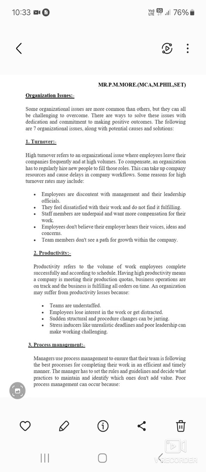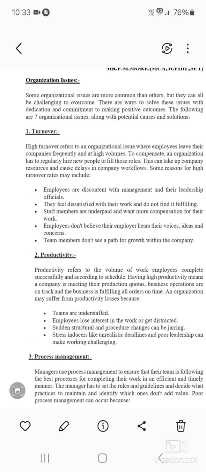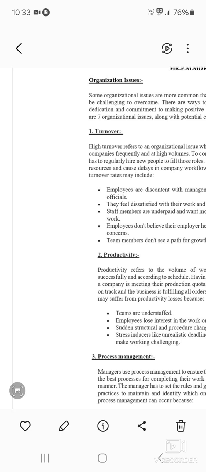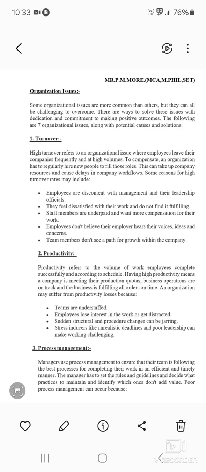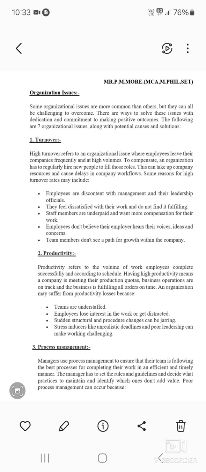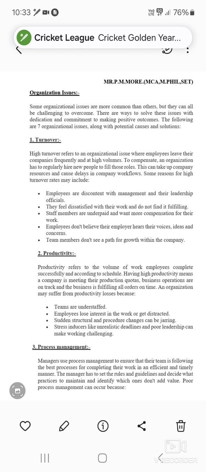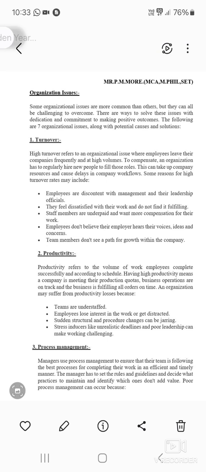Second issue, productivity. Productivity refers to the volume of work employees complete successfully and according to the schedule. These are the reasons for that. Teams are understaffed, employees lose interest in the work or get distracted. Sudden structure and procedural changes can be jarring. Stress inducers like unrealistic deadlines and poor leadership can make working challenging.